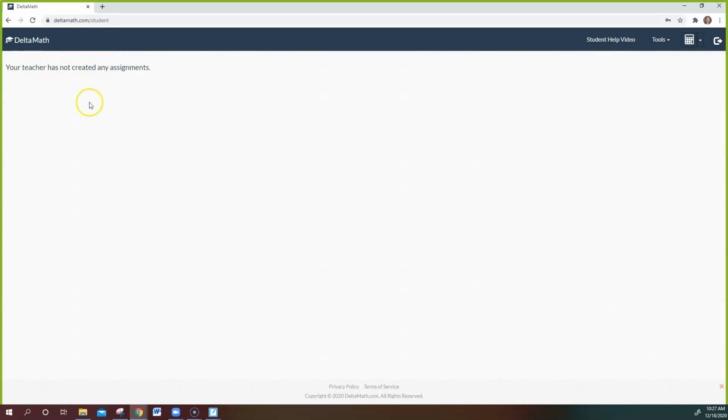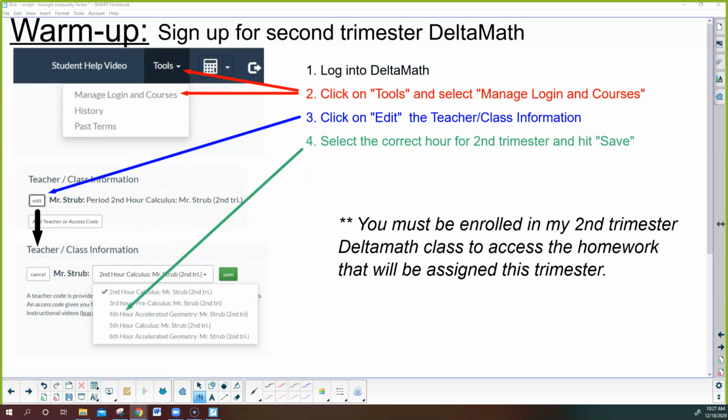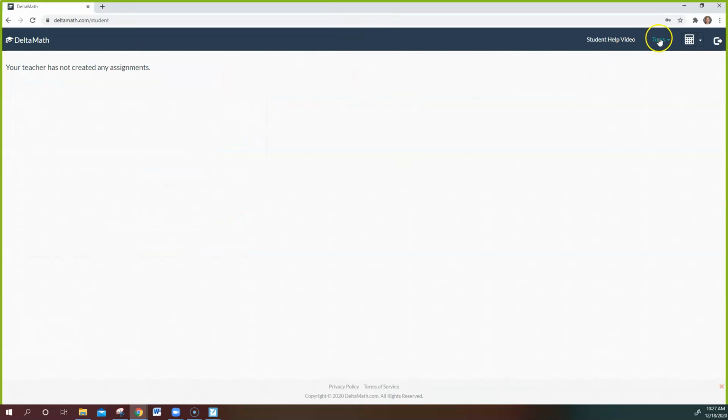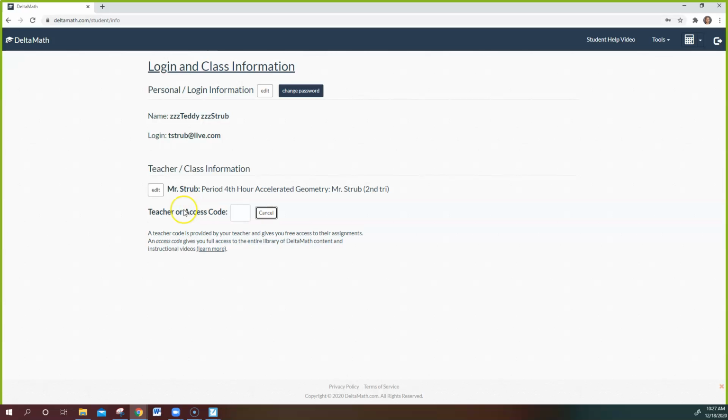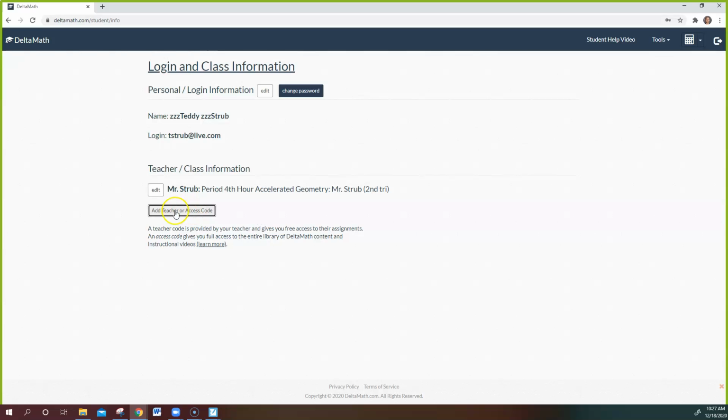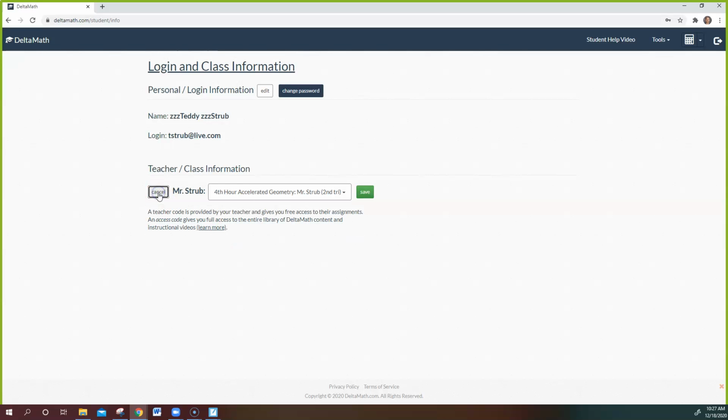And then when you go to DeltaMath, you will see the assignment that I have posted up there. And I actually don't even, looks like it's not posted yet. So I will make sure that it's posted. You shouldn't need a code if you're already in my class. So let me show you again. If you go to Tools, Log in, you don't hit Add Teacher or Access Code, hit Edit. So if you go right next to, you should have Mr. Strub period 4, and then hit Edit, and then the drop-down menu. Let me know if that's not the case.